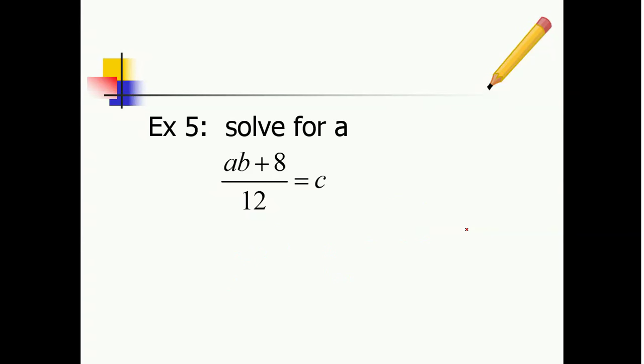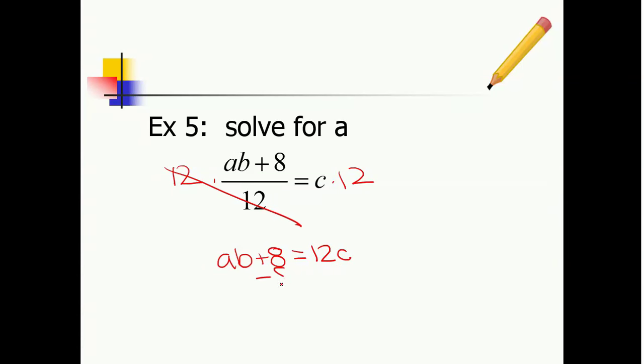Now, let's solve for a. Notice a is in the top. So we got to get rid of that denominator so we can actually mess around with the numerator. So I want to multiply by 12 on both sides. I'm going to be left with, on the left, AB plus 8 equals 12C. And then I'm solving for A.